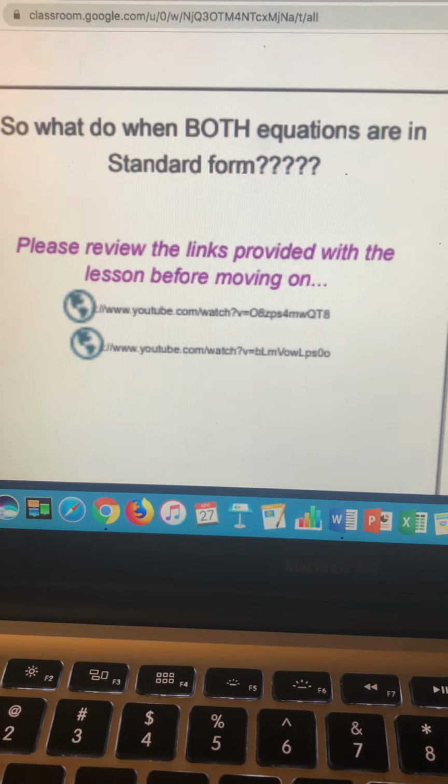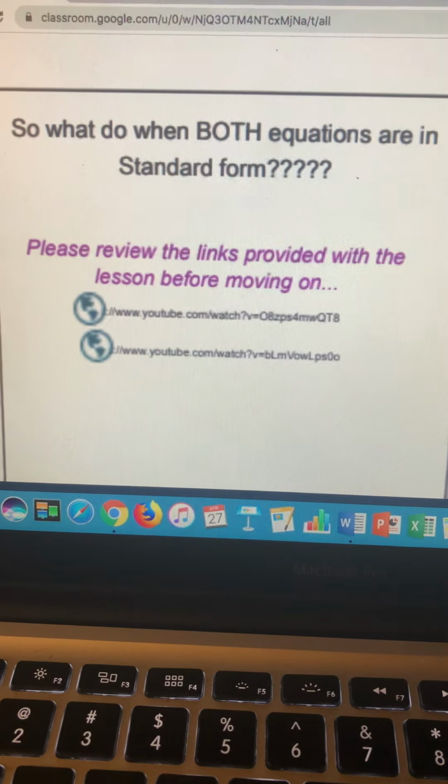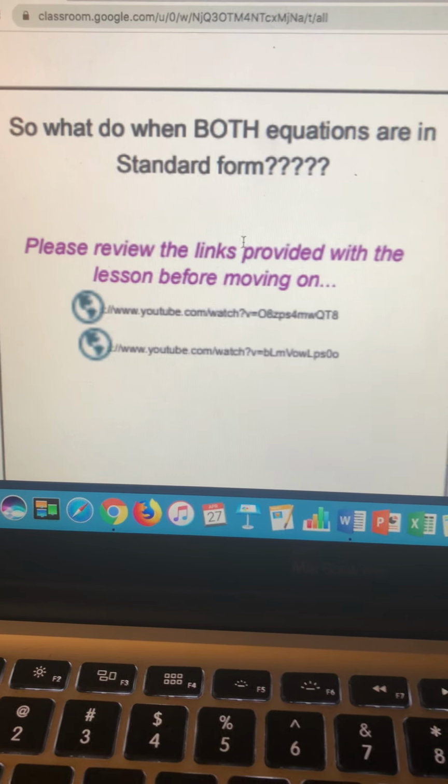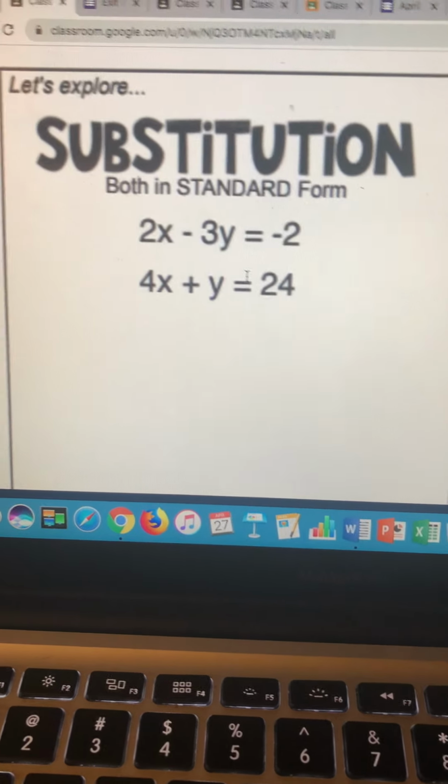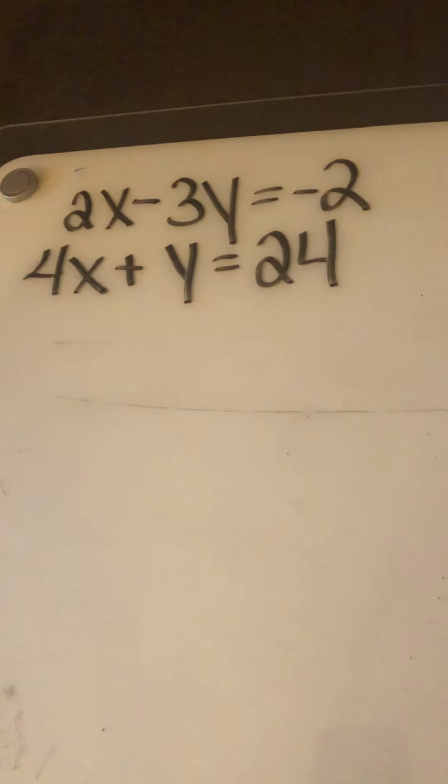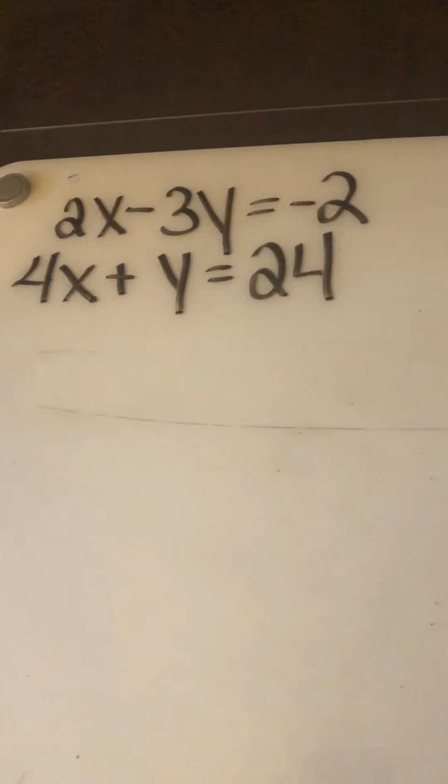As mentioned, we're going to move into systems when both equations are in standard form. The links are there as a reminder to view them as well. And here we are in our first example. So I wrote that example here. Again, notice that both equations are in standard form.